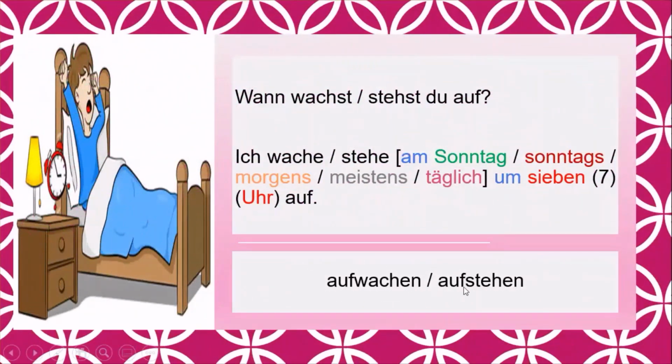Aufwachen, aufstehen. Both verbs are not only regular, but they are also separable verbs. So if you remember from my previous tutorial in which I introduced the category of separable verbs in German, these verbs have a regular conjugation pattern like all German regular verbs, but they are also separable verbs.